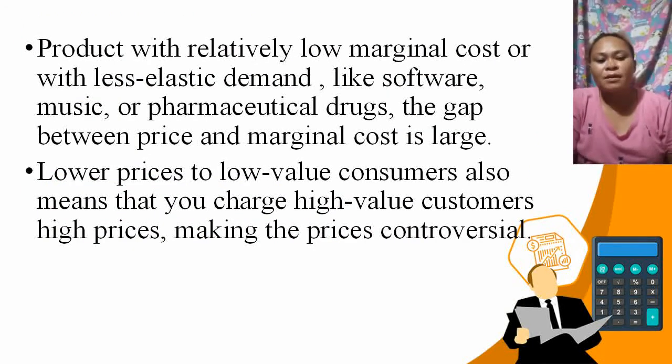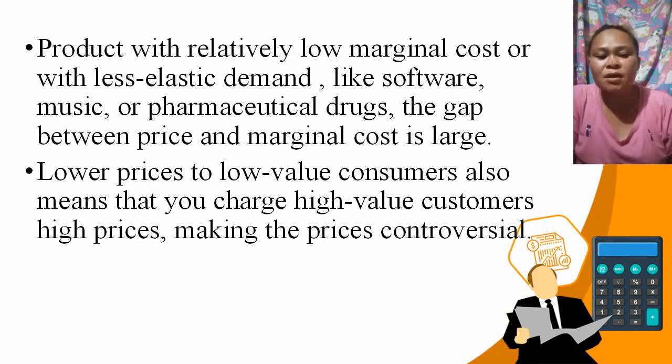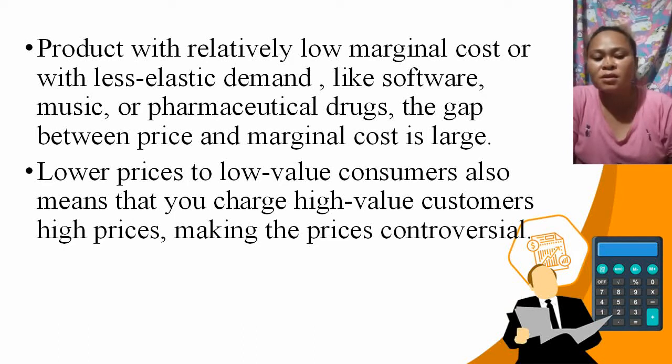Take products with relatively low marginal cost or less elastic demand, like software, music, or pharmaceutical drugs. The gap between price and marginal cost is large. For these products, price discrimination is most profitable because there are more consumers whose values are above the marginal cost of production but below the profit-maximizing price.